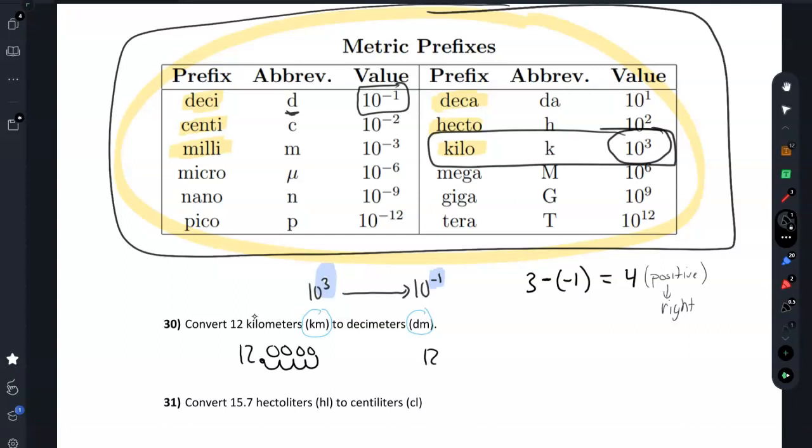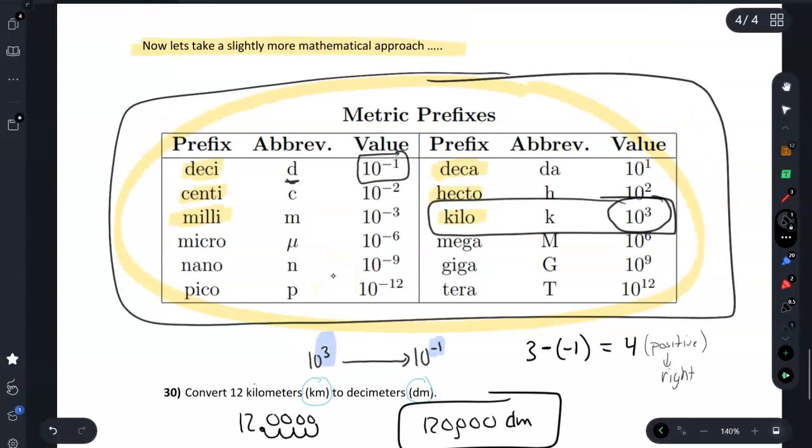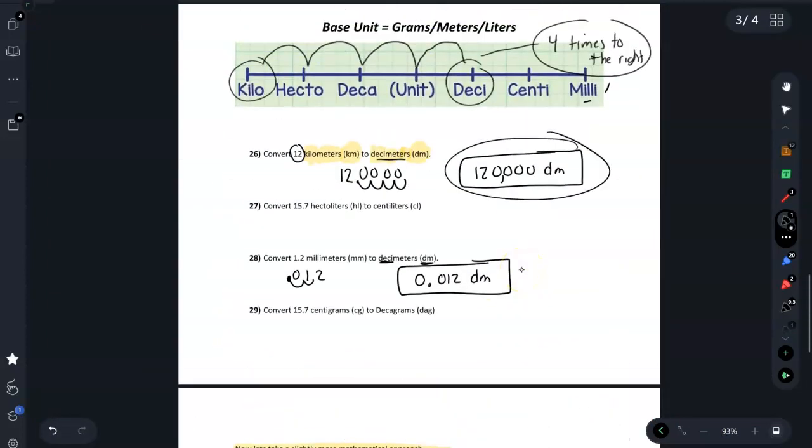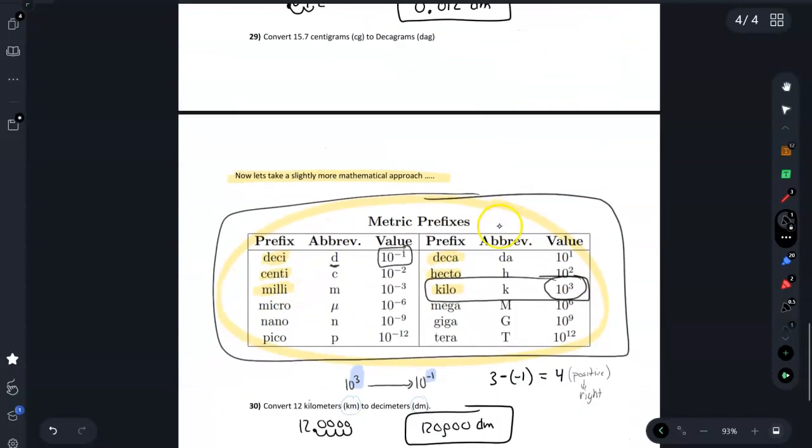So I have 1, 2, 0, 0, 0, 0. I have 120,000 decimeters, just like I got the first time. And I apologize for my handwriting there, but that's the same answer that I got when I did it by hand. All right, here I'm just taking the mathematical approach, and I'm also using this form of scientific notation, this form of 10 raised to some exponent to get there. And all I'm doing is counting how many times I move.